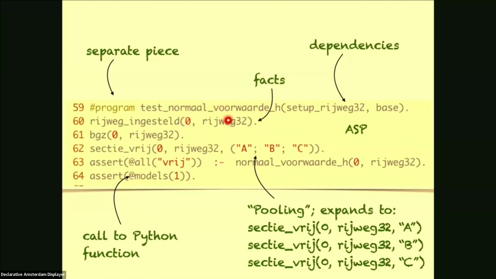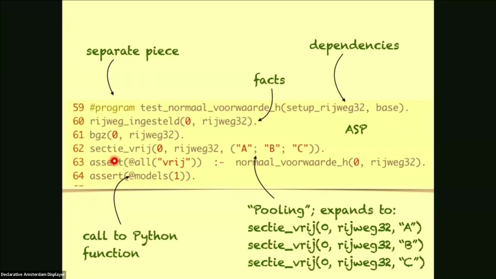So what I'm doing here is basically setting up the input. I say someone wants to drive this route on time 0. It is safe, that is what BGZ actually means. And the sections are free: the A, B, and C are free. And now I have an assert here that says that the normal condition H for this route on time 0 must be true. And that's just a normal rule, but I use it as a test by calling it assert.